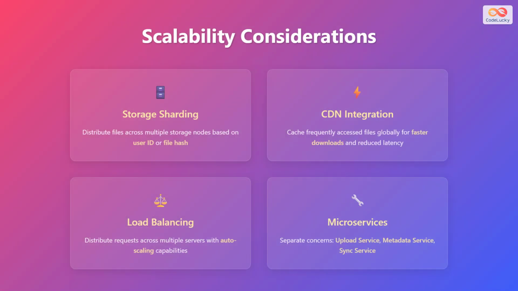Let's discuss some scalability considerations for a file storage system. Storage sharding. Distribute files across multiple storage nodes based on user ID or file hash. Content delivery network or CDN integration. Cache frequently accessed files globally for faster downloads and reduced latency. Load balancing. Distribute requests across multiple servers with auto-scaling capabilities. Microservices. Separate concerns. Upload service, metadata service, and synchronization service.